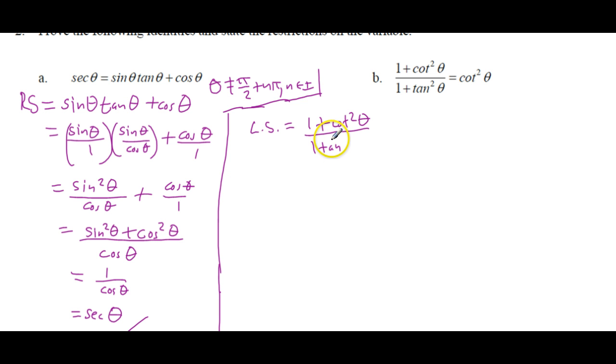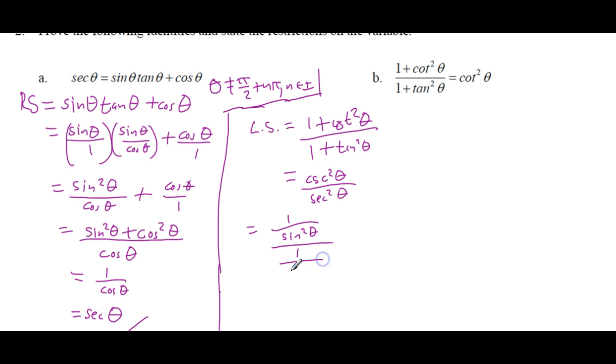I'm trying to write 1 plus tan. I wrote 1 tan. Okay, again, anytime you're looking at squares, pull out your Pythagorean identities. 1 plus cotan squared is cosecant squared theta. 1 plus tan squared is secant squared theta. 1 over cosec, that's 1 over sine squared theta. Secant squared is 1 over cos squared theta.